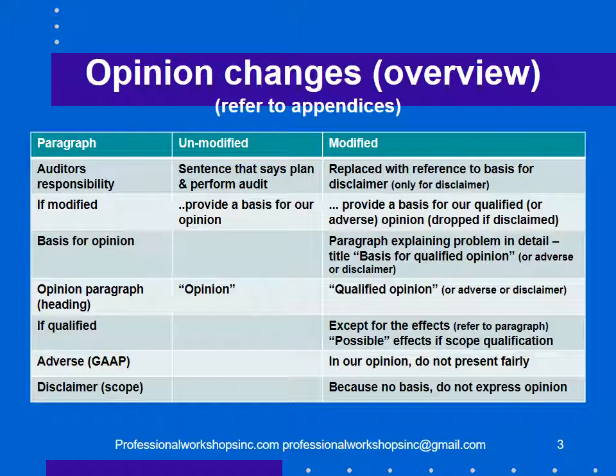If it's adverse, the statements are not consolidated, every number is wrong, we would say, in our opinion, the financial statements do not present fairly. We know they're completely wrong. If it's a disclaimer for scope, we say we have no basis and we express no opinion. We have no basis to give any kind of opinion at all, so we're not going to give you any kind of assurance of any kind. We say we have no basis. We do not express an opinion.